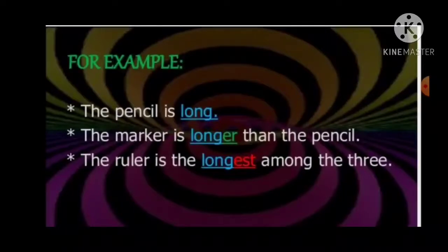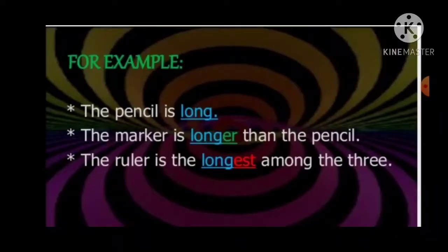the pencil. In the second example, comparison is made between the two objects pencil and marker. So comparing to the pencil, the marker is longer. So longer is another form of adjective here. We added er to the previous adjective in the first example, long, and we formed longer.